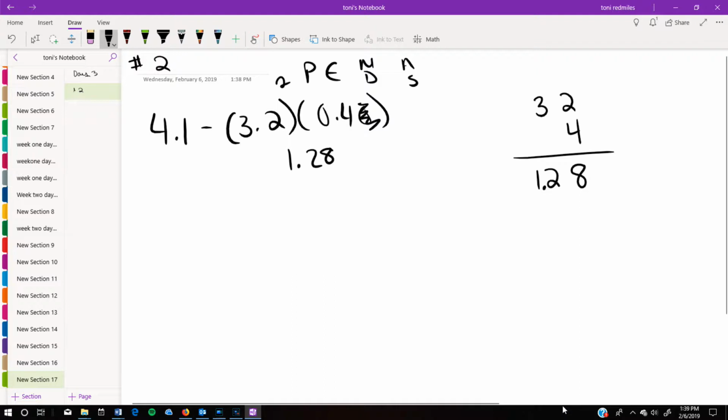Now you could look at this number as a negative, and in that case it would be a negative 1.28, but remember I said negative and subtraction signs are the same, so if you look at it as a subtraction, it's not going to change anything. Either way, you're going to have this problem going on.